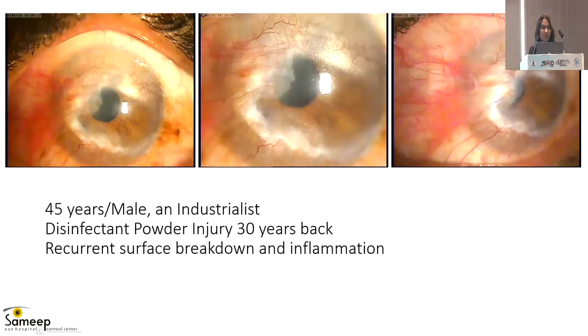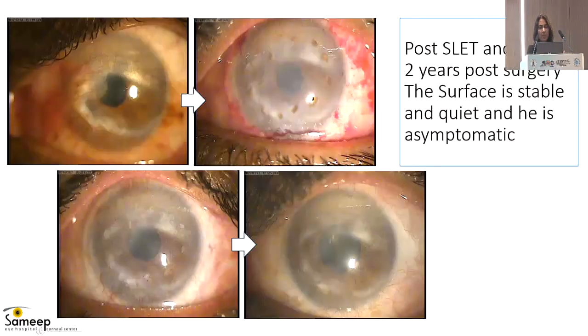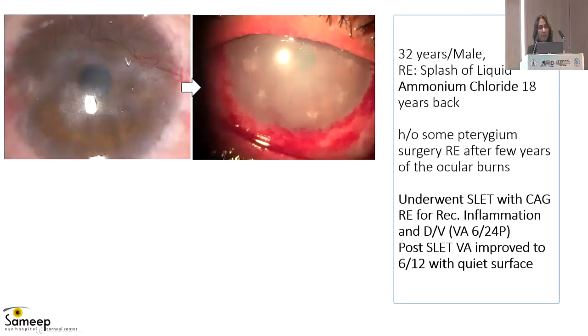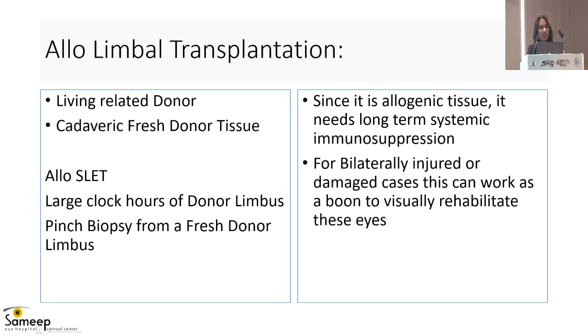This is another 45-year-old male patient who was an industrialist, ended up with an injury with a disinfectant powder almost 30 years back, and he kept on moving from one place to the other with recurrent surface breakdown and inflammation. We did a SLAT and CAG for this, and 2 years post-surgery, the eye has been very stable. So this is another clinical case.